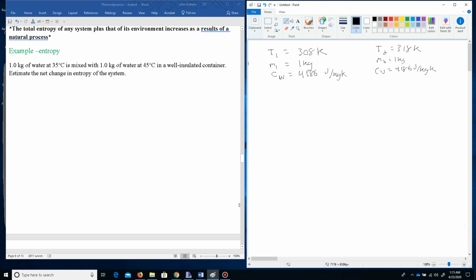Okay, so when we do this, because we have equal masses, because we have the equal system, we could go through and do the math, but the final temperature of both of these is going to be 313 Kelvin.